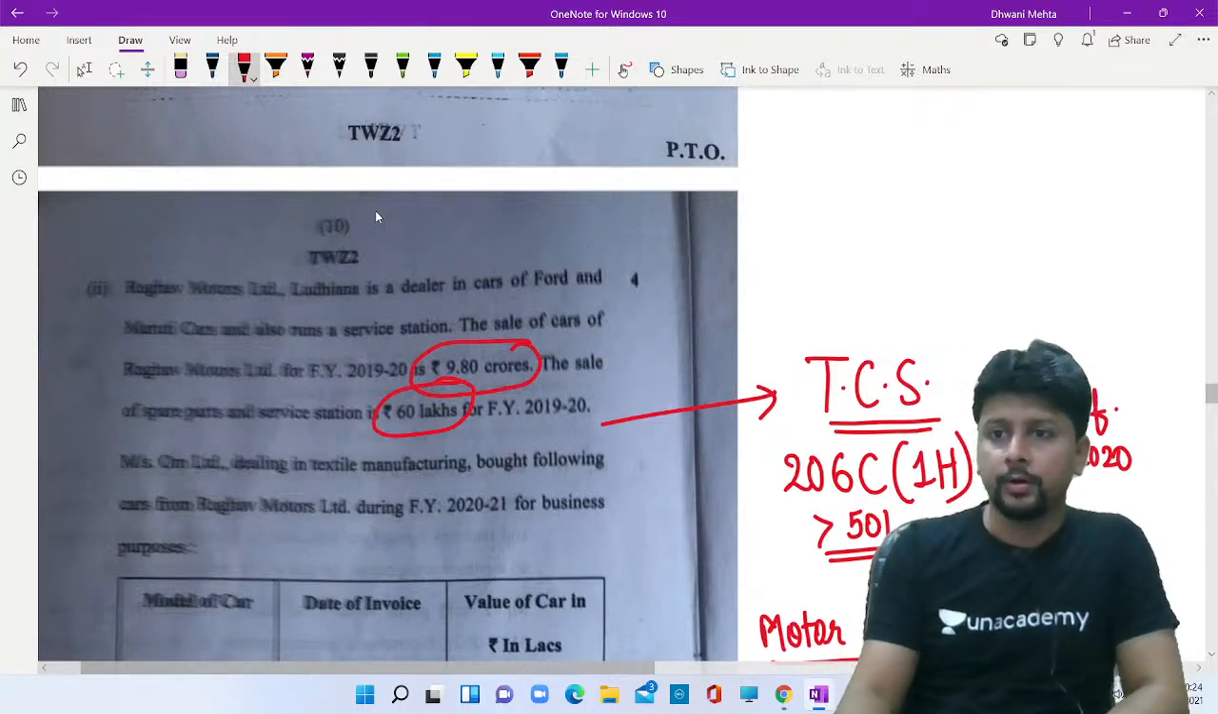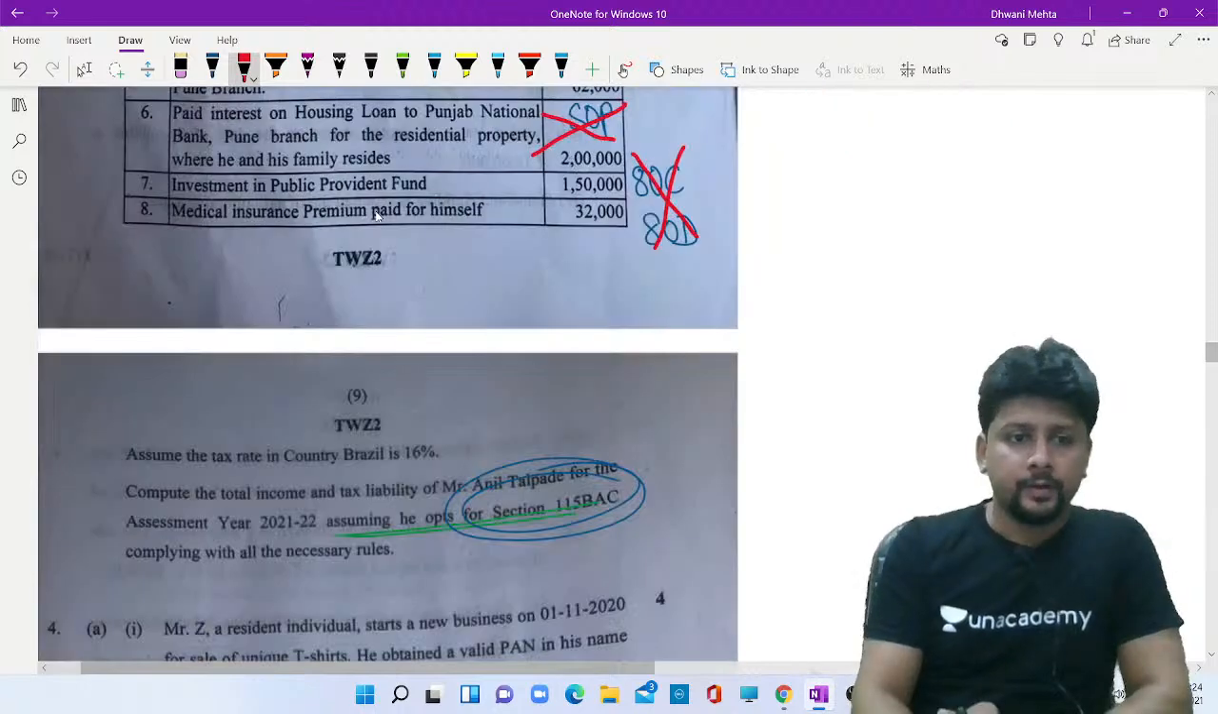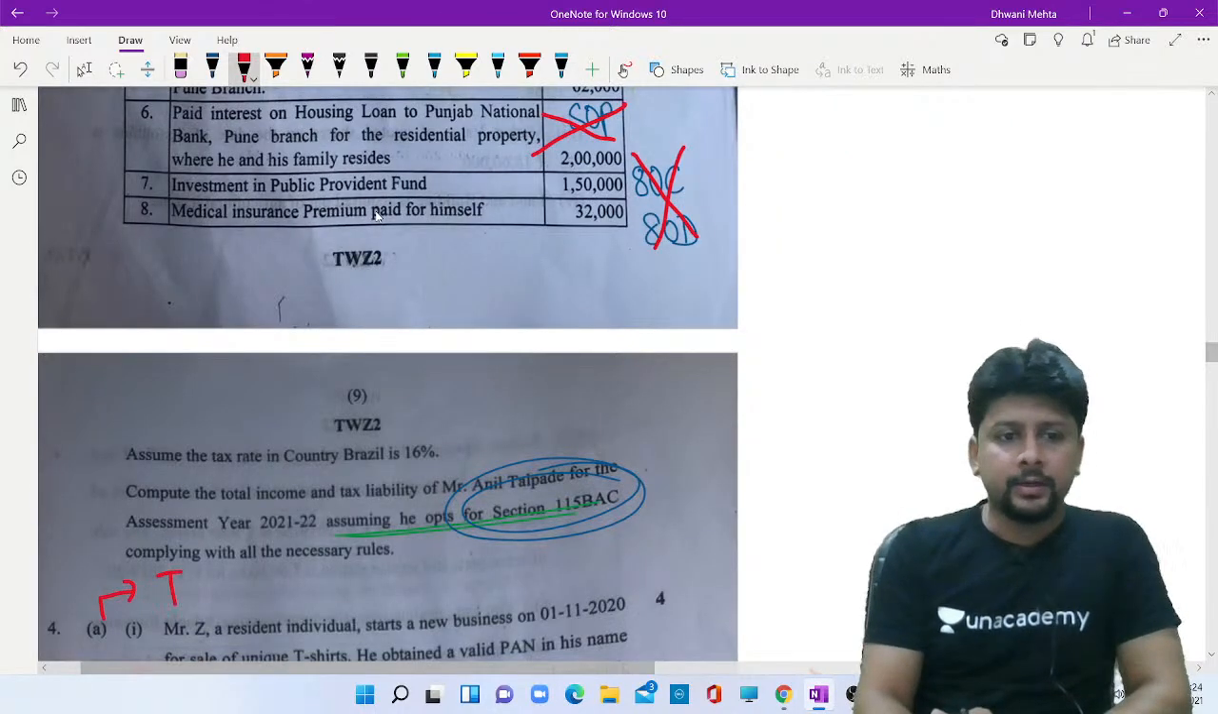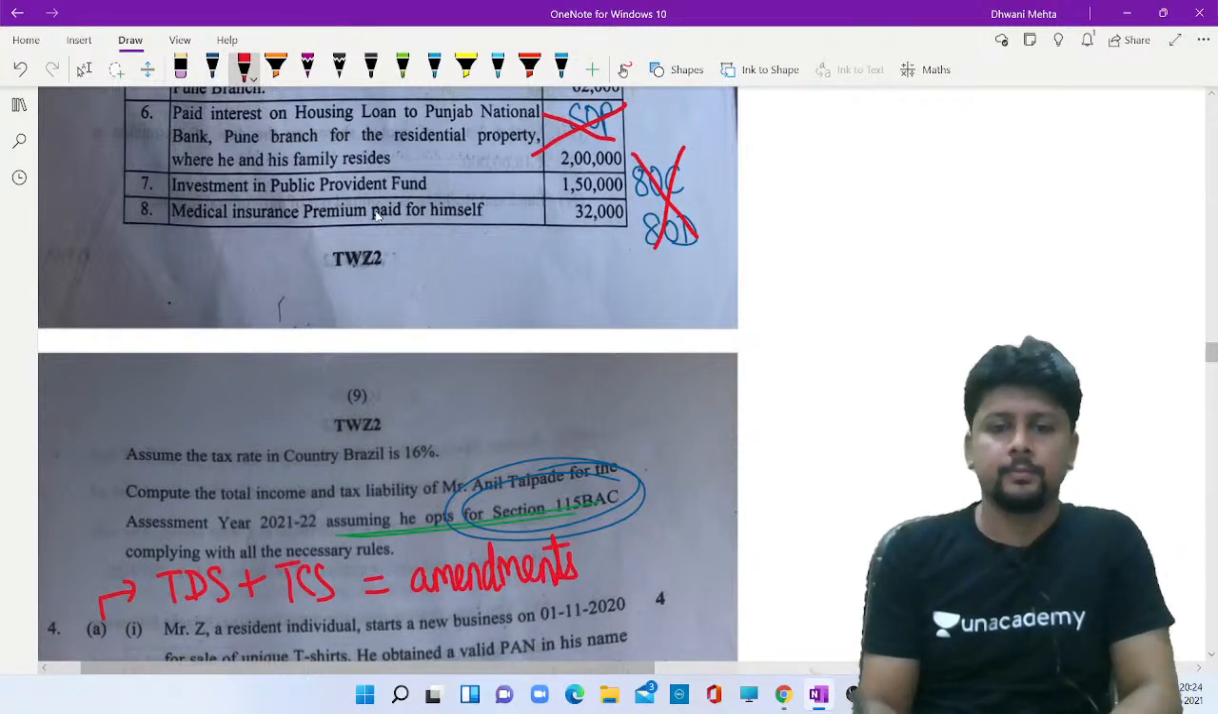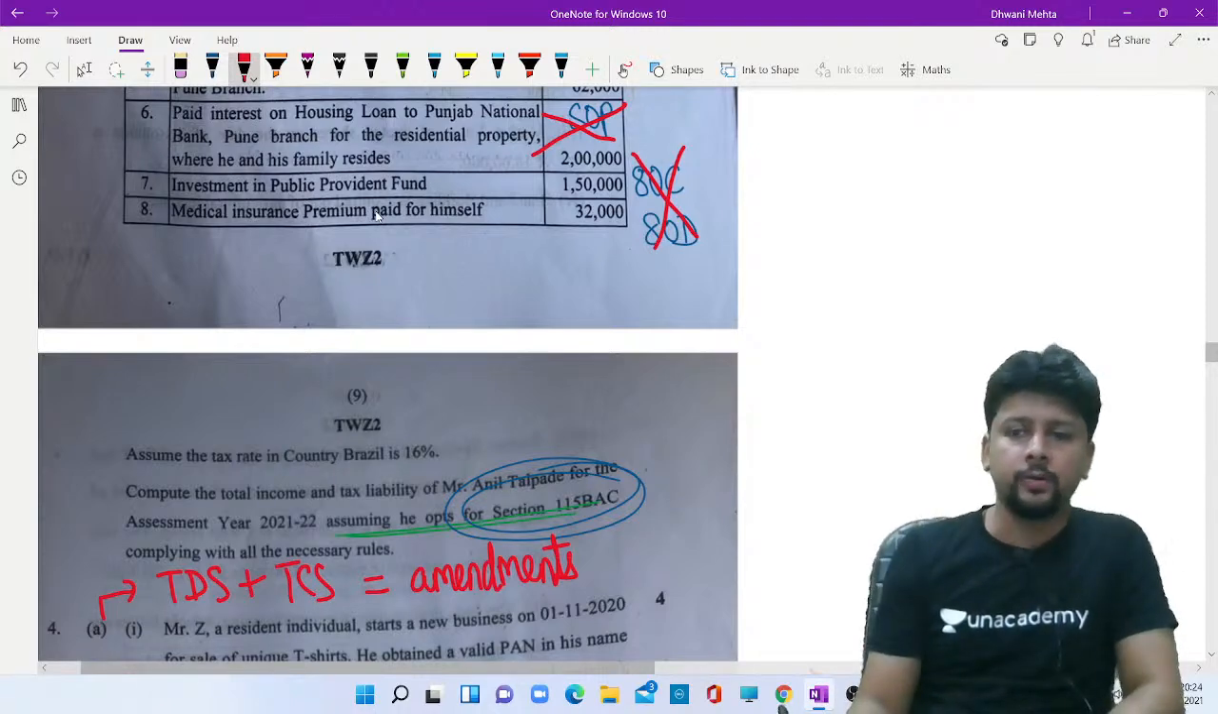So question number 4, first part A, that was on TDS and TCS, and both those parts were based on amendments introduced by Finance Act 2020.